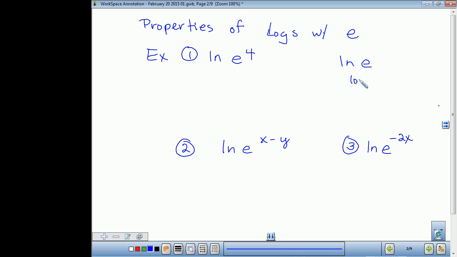But natural log is really, when we think about it, log base e of e. And what power do you raise e to get e? 1. So whenever we see natural log of e, we know it has a value of 1. So if we had a problem such as natural log of e to the 4th, it becomes 4 times natural log of e. And we know that natural log of e is 1, and 4 times 1 is 4.